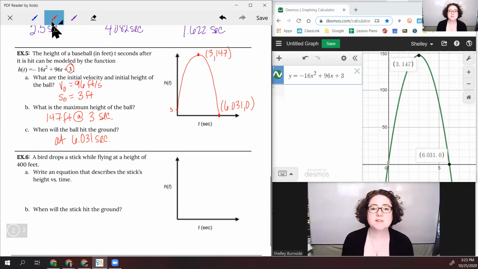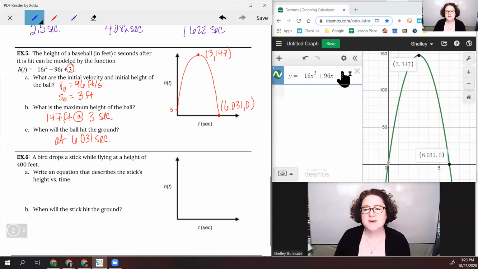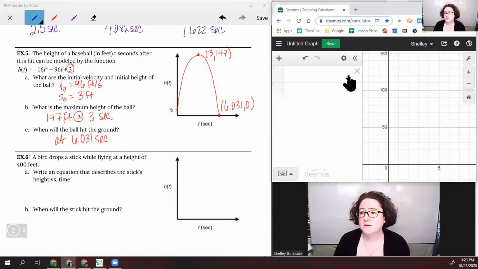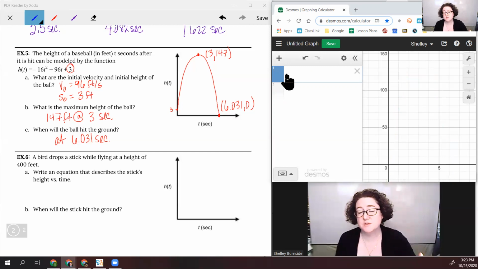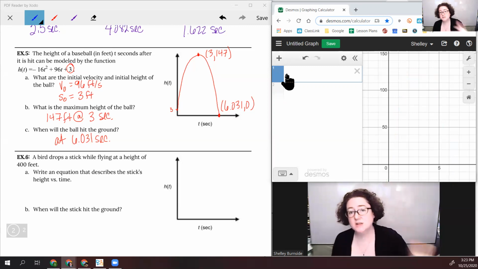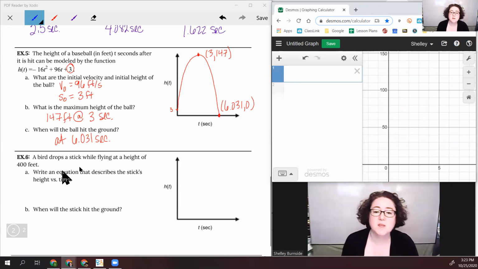Okay, and then example 6, the bird drops a stick. So the bird's flying at 400 feet, which in the grand scheme of things, yeah, they're pretty high up, but think about how high geese might fly. So they're going to be pretty high up there. So first we have to write an equation. Keep in mind, it didn't mention anything about velocity, because if the bird just drops the stick, it's not tossing the stick, it's just letting go of it.